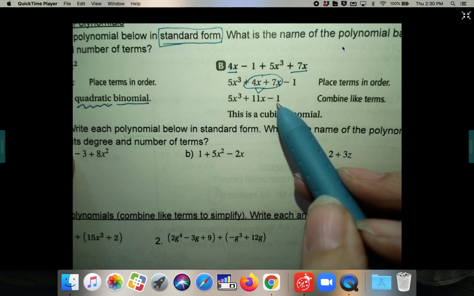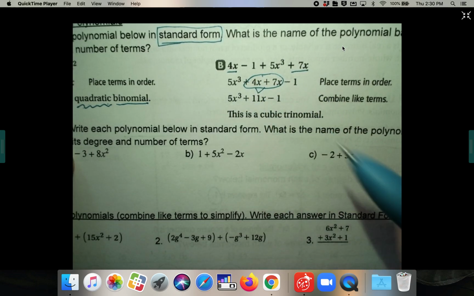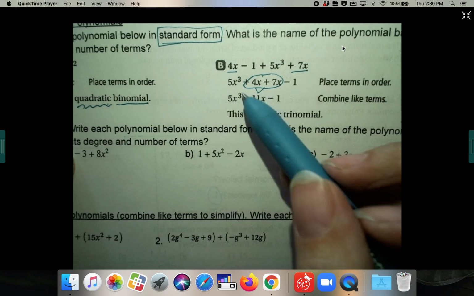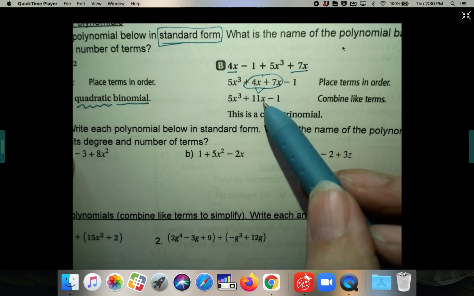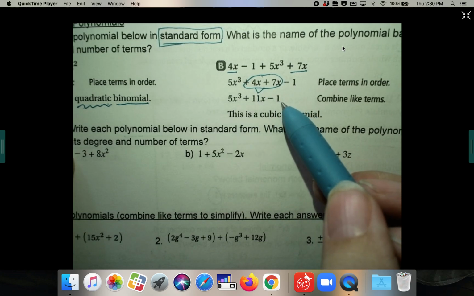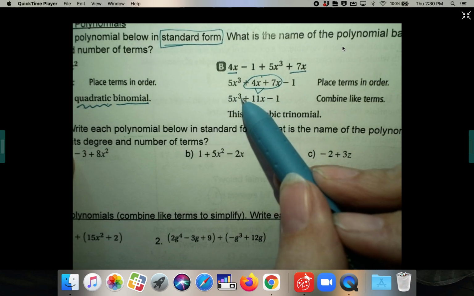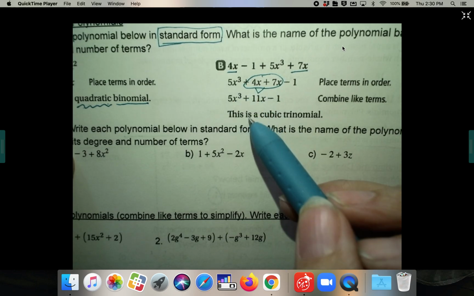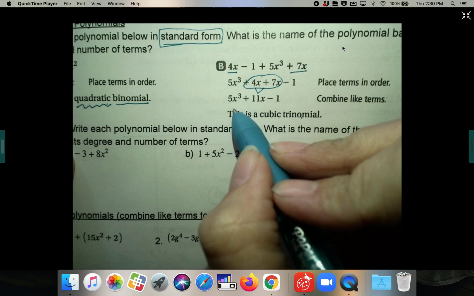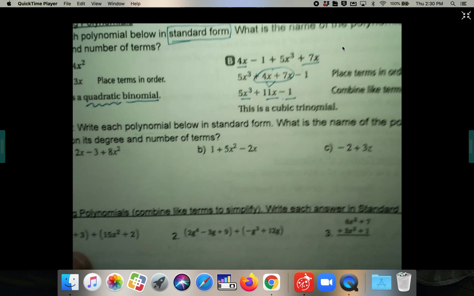So we're not really doing much math. We're just rearranging it into standard form, which puts it in order of priority of biggest exponent, then next biggest, and we combine them if they are like terms, and then the constant, if you have one, is last. It's cubic because the first exponent is a 3, and it is a trinomial because there are 3 terms. All right, let's try some of these.